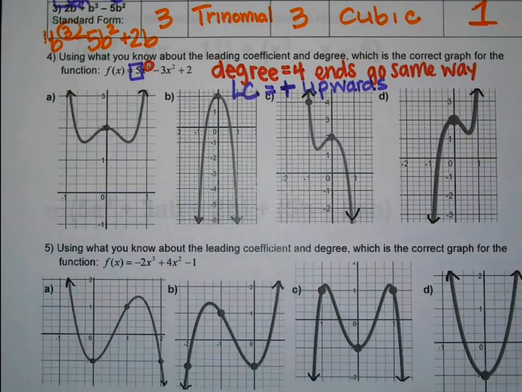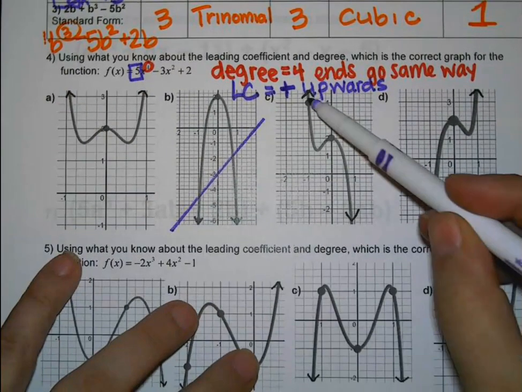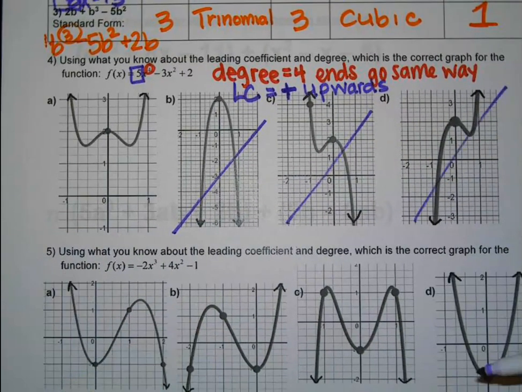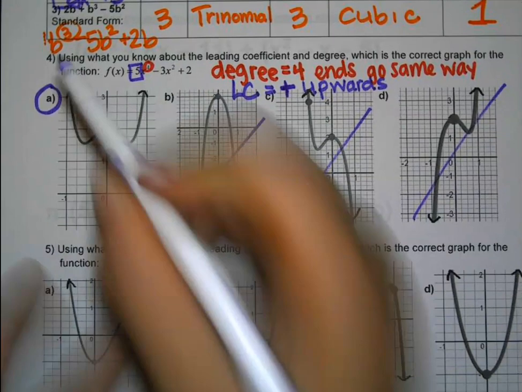So therefore, we know it can't be this one. This one they don't go the same way, so we know it can't be that one. Same thing, they don't go the same way. Therefore, it has to be A.